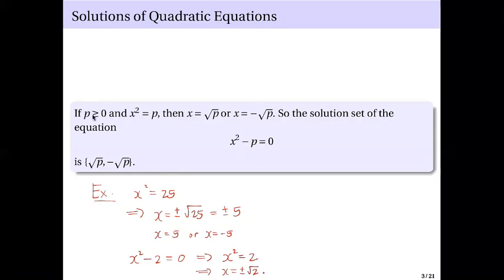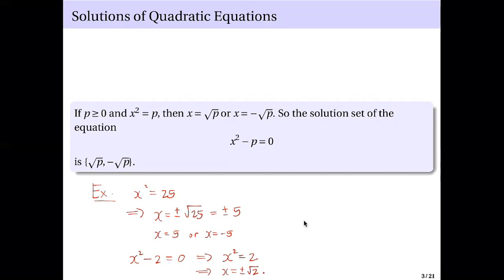Notice, your p must be greater than or equal to 0, meaning the right-hand side of this equation. So x squared equals some number, and that number on the right-hand side must be positive or equal to 0. Just like here, we have x squared equals positive 25, and here, we have x squared equals 2. So that's the first method.